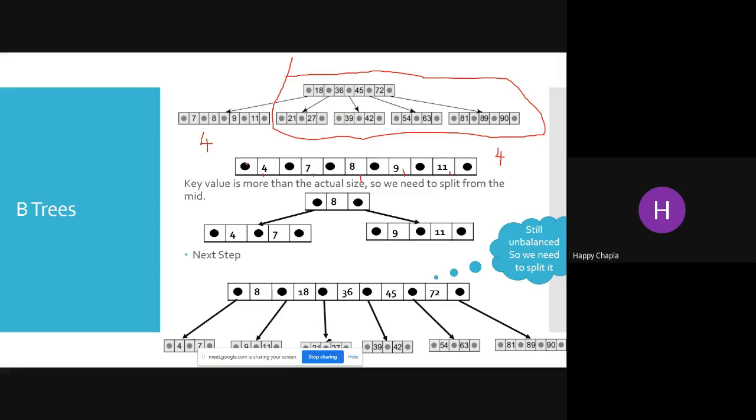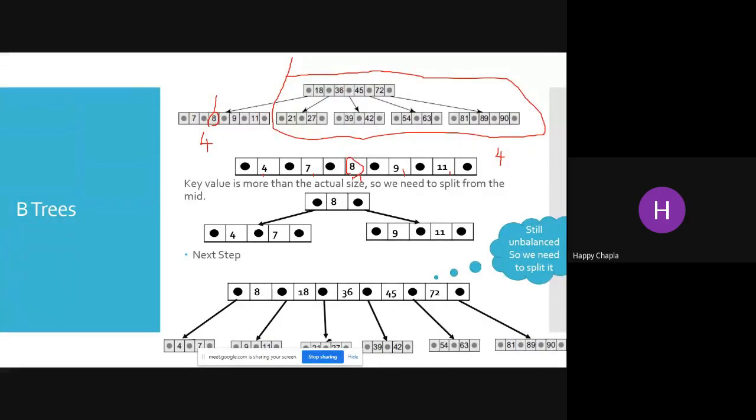So after inserting, you need to find the middle one. Before inserting, don't do that. First, insert that value and check the scenario. If it's full, then find out the middle one. Don't say 8 is the middle one and split over here. No. First, insert the values, then find out the middle one.